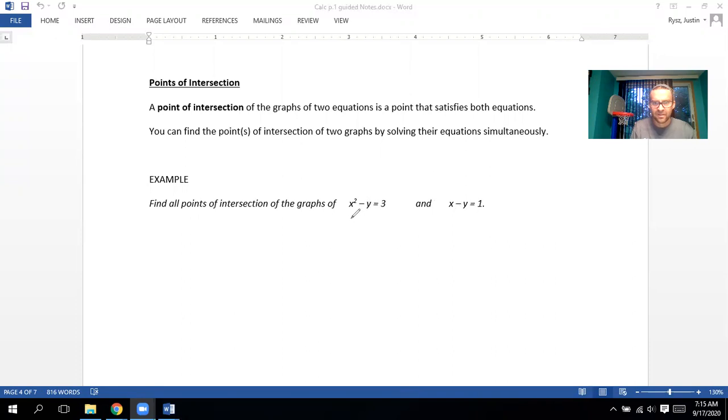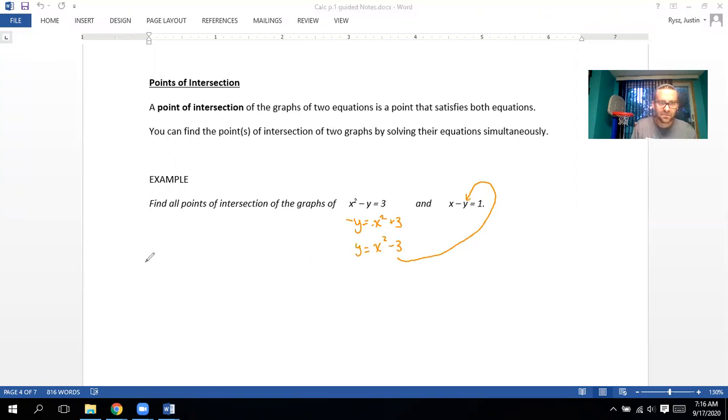So if I get the y by itself, I get a negative y. I'm minusing the x squared over, so I get y equals negative x squared plus 3, and then divide by negative 1, and I get y equals x squared minus 3. So what we're going to do now is take that and plug it right into there. We take substitution to get one variable by itself and plug it into the other equation.